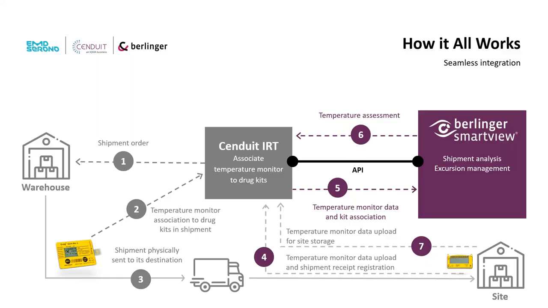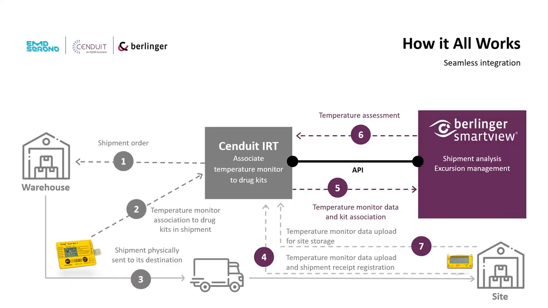So now let's say we have another temperature excursion at the site. The fridge was left open for some time, and the temperature increased above the limit. Again, all of the kits that are in that fridge will be assigned to that temperature graph with that excursion at the site. And now the Berlinger SmartView system again calculates the stability and the cumulative excursions of all those kits. For most kits, that excursion is fine because they didn't have an excursion in the shipment before.